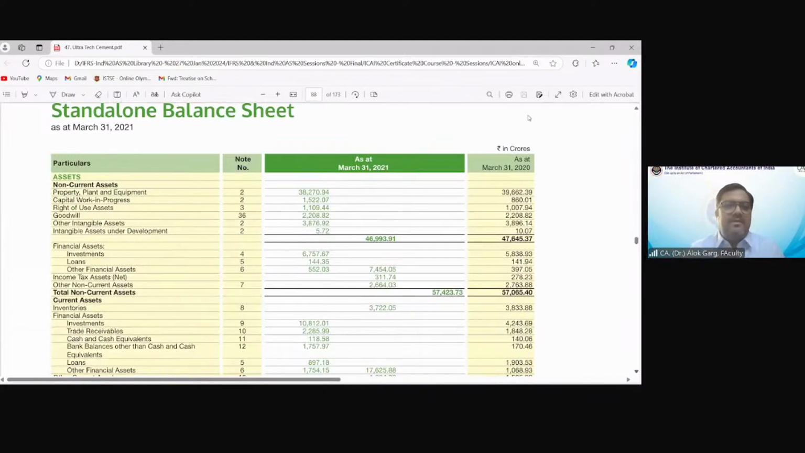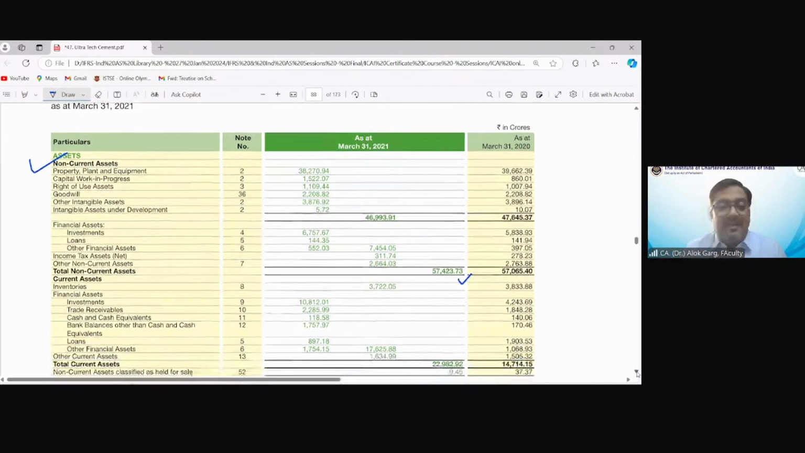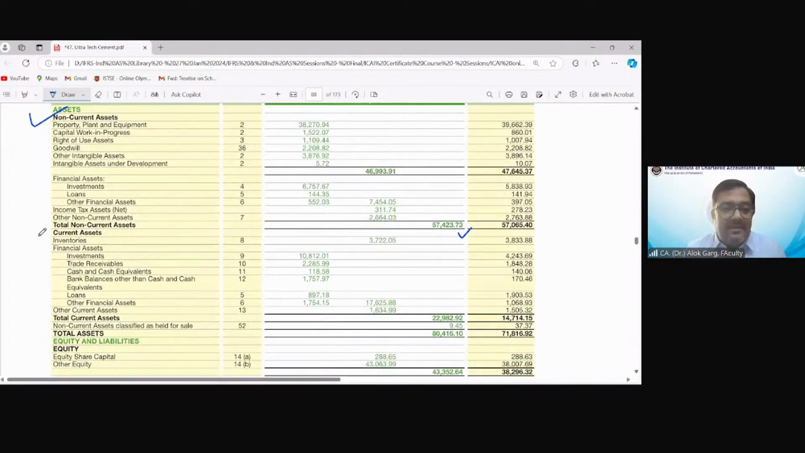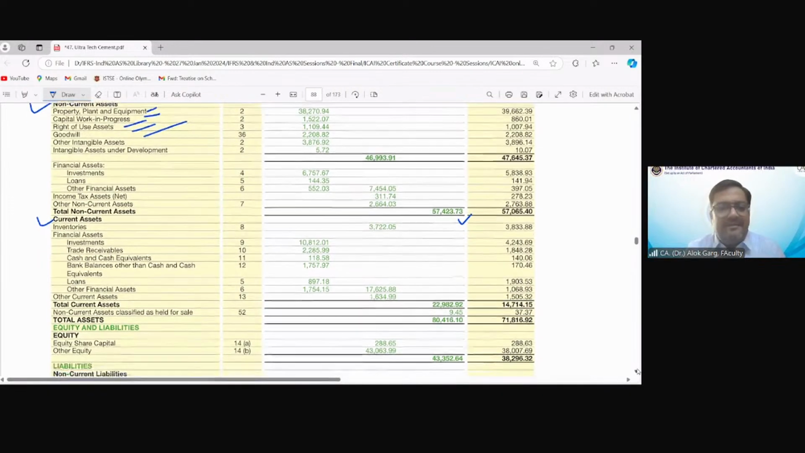Okay, yes. Can you see in this balance sheet non-current asset? You can see this company has a non-current asset of 46,993 crores. Total non-current asset 57,000 crores. Then there are current assets, and you can see PP, CWIP, right of use asset, goodwill, other intangible asset. These all are under non-current assets, right?